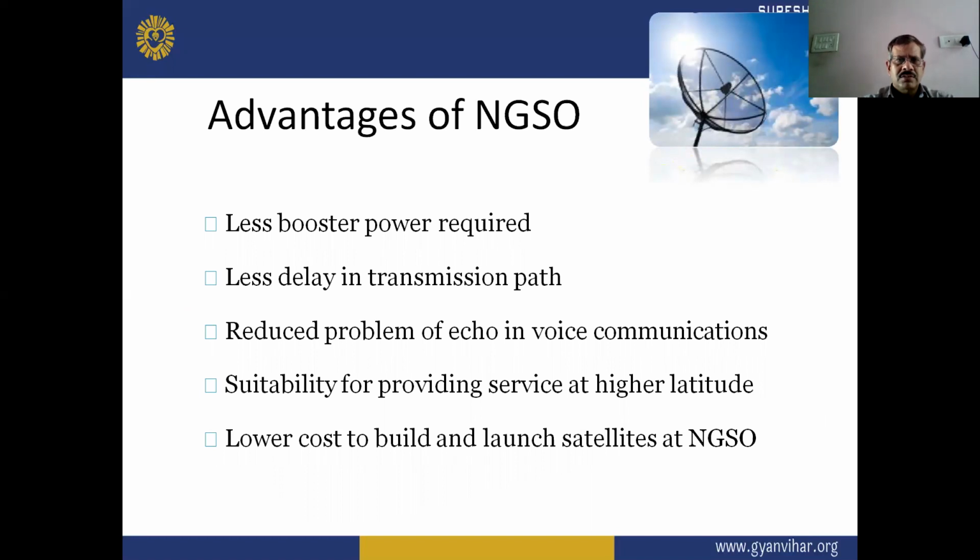So there are some advantages of NGSO. First one is less booster power required. Second one is less delay in transmission path. Third one is reduced problem of echo in voice communications. Next one, suitability for providing service at higher latitude. And last one is lower cost to build and launch satellites in NGSO.